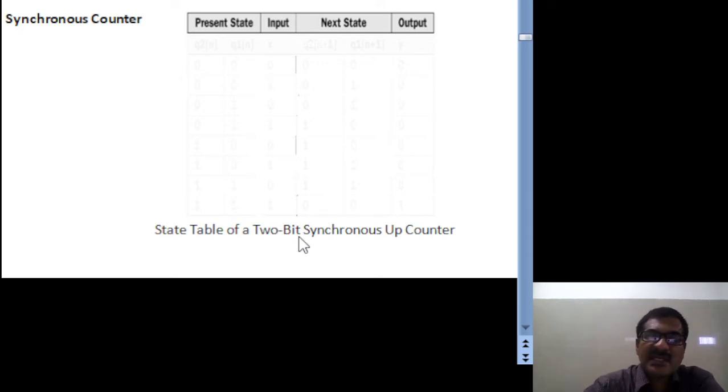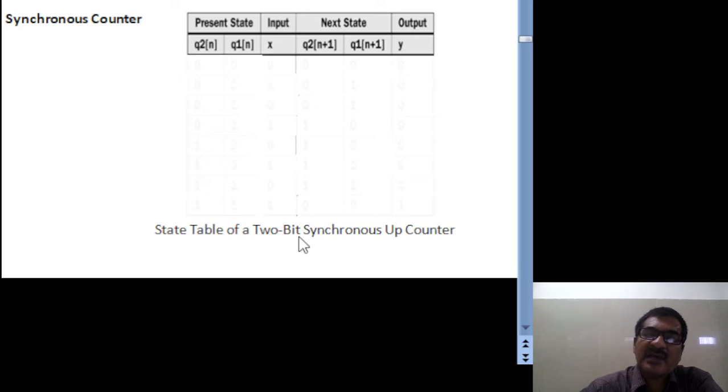In present state or next state, each state has 2-bit notation. Therefore, in present state and the next state, we have 2 columns each. Q1 of n, Q2 of n represent the present state 2 bits. Q1 of n plus 1, Q2 of n plus 1 are the next state 2 bits. Whereas x is the input and y is the output. Okay, so let us fill this truth table.